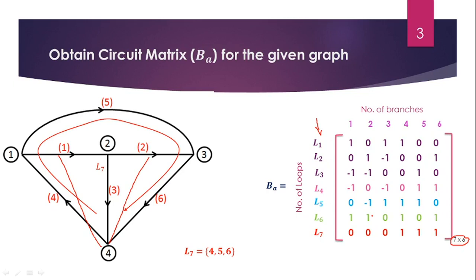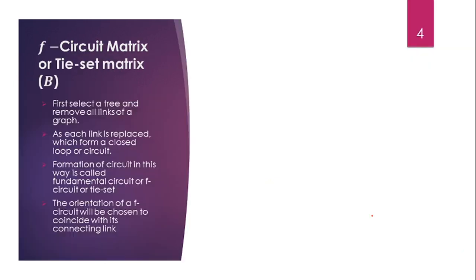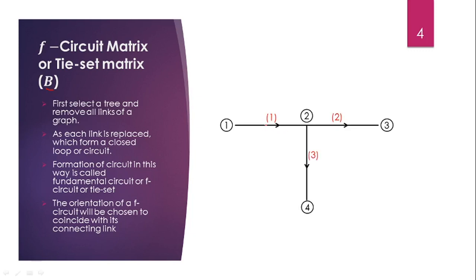So what is that fundamental circuit matrix or tie-set matrix? Take a look at this. The fundamental circuit matrix or tie-set matrix is denoted by B. So how can we form it? First we have to select a tree and remove all the links of the graph. Any tree you can select. So here we select the tree as branches 1, 2, 3. The branches of the tree are known as twigs, and the branches which are not part of the tree are known as links. So here we remove all the links, that means link 4, link 5 and link 6.